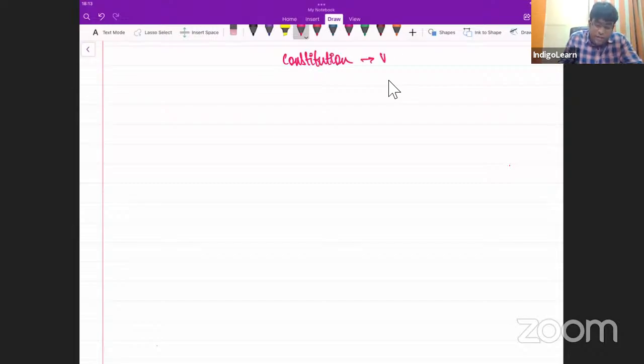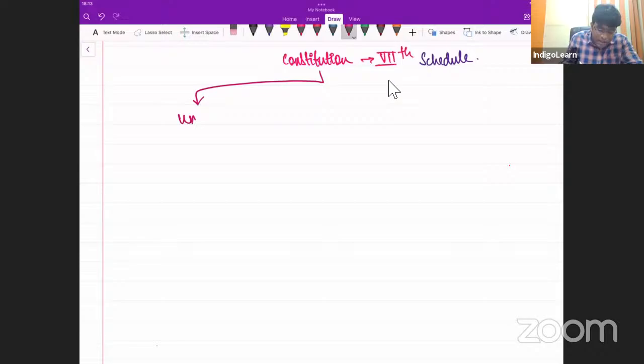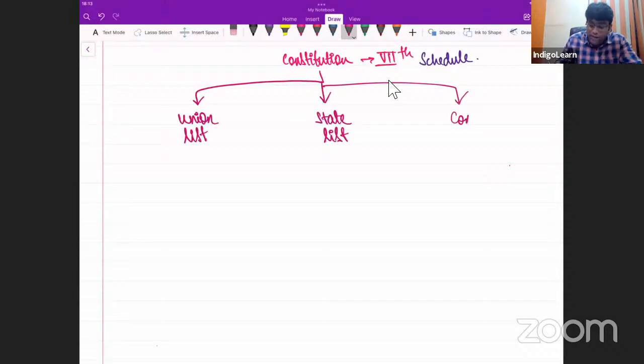And that was the point: the Constitution, in the 7th schedule, has given 3 lists. One is the union list, the other is the state list, and the third is the concurrent list. What are the 3 lists? Union list, state list, concurrent list.